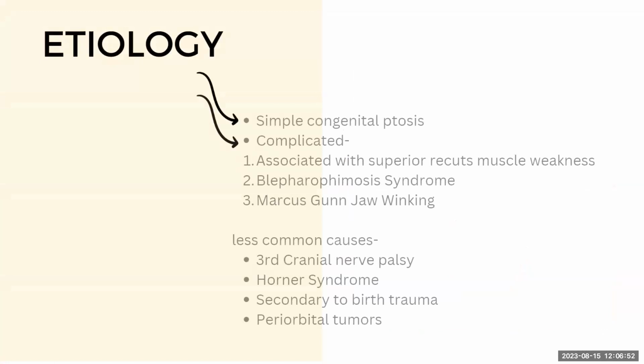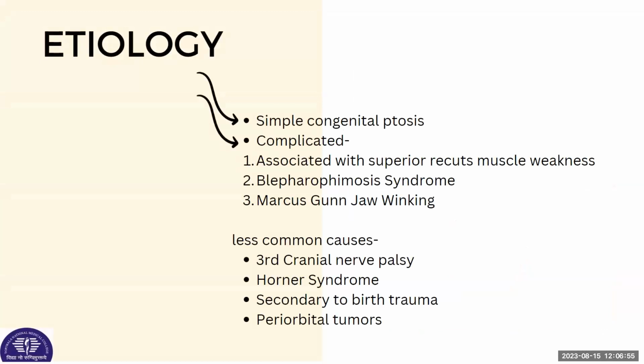Etiology is simple congenital ptosis and complicated congenital ptosis, wherein it's associated with superior rectus muscle weakness, blepharophimosis syndrome, Marcus-Gunn jaw winking. Other less common causes are third cranial nerve palsy, Horner syndrome, secondary to birth trauma, and periorbital tumors.